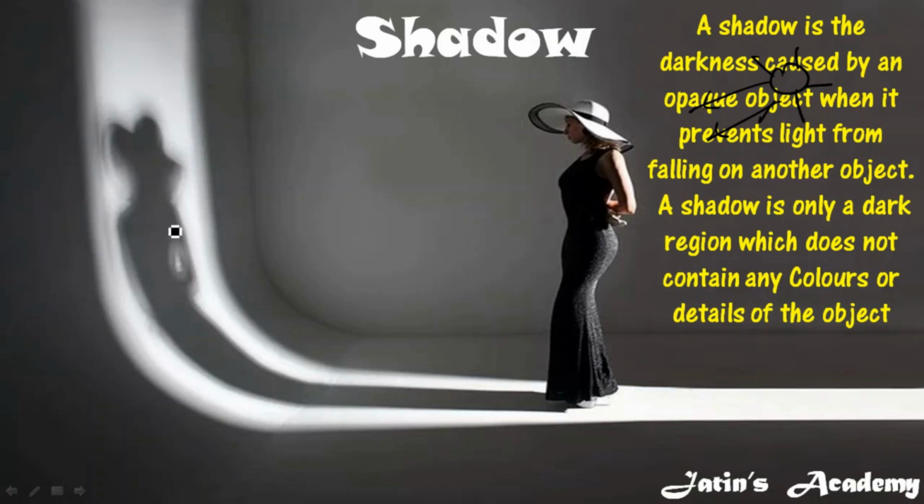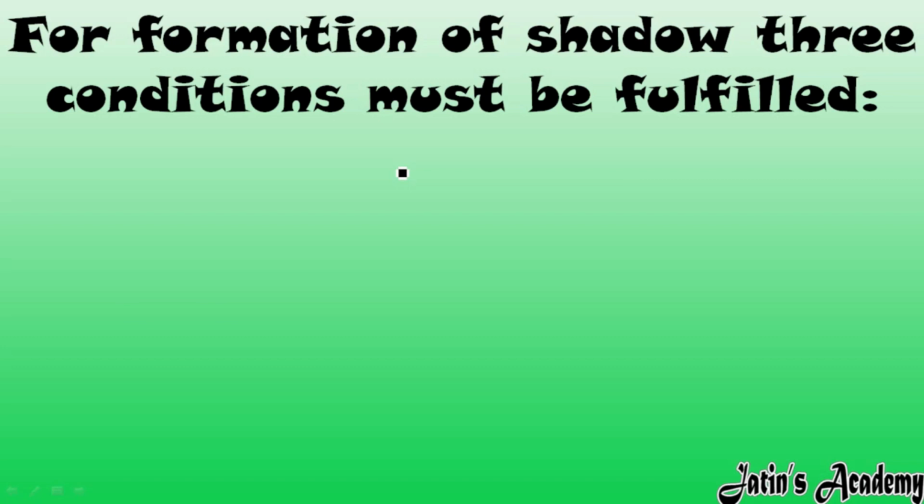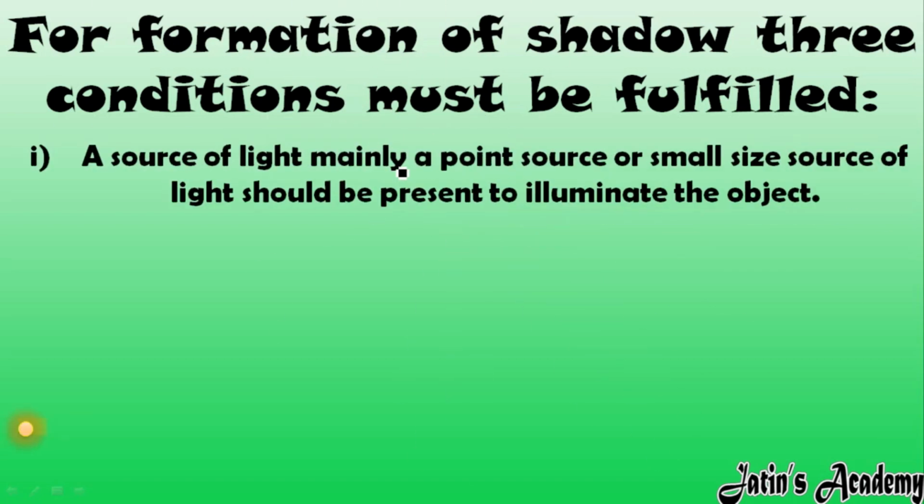The shadow is black or grey in color, which does not contain any color and does not give any information about the object. So during the formation of a shadow, three conditions must be fulfilled. What are these three conditions? See carefully. First of all, we should have a source of light. If there is a source of light, only then are shadows formed. Even with a point source of light, proper shadows are formed.